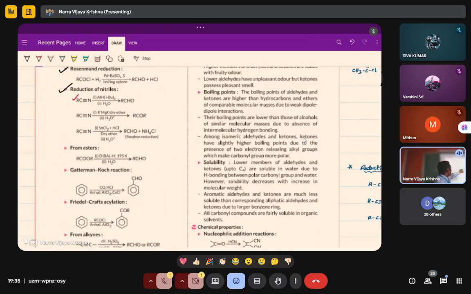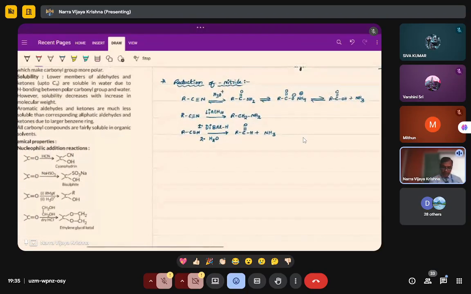Now come to the second. What is it? Grignard reagent in dry ether. Right? Now what happens here? By using Grignard reagent.